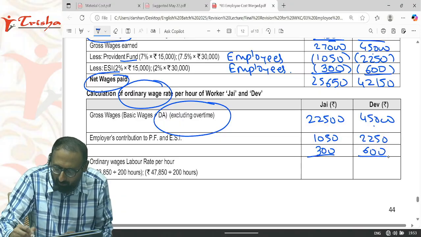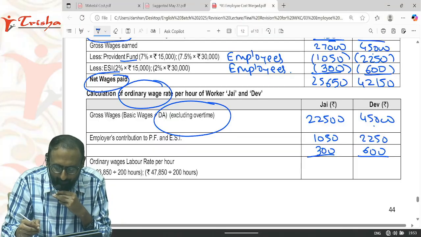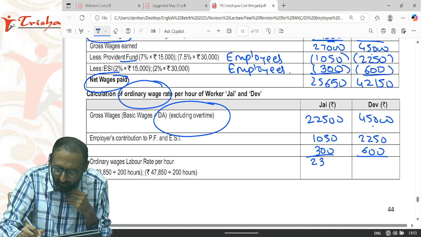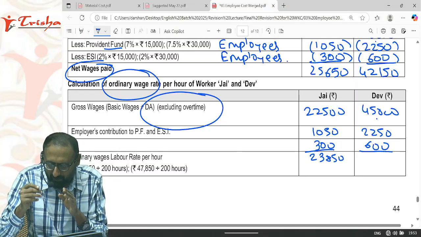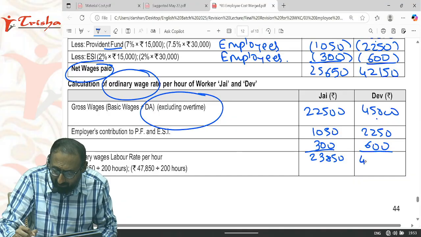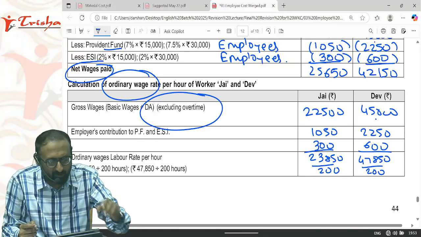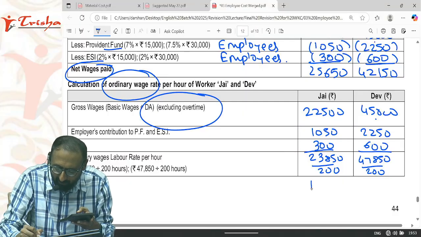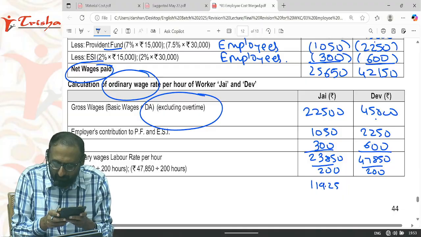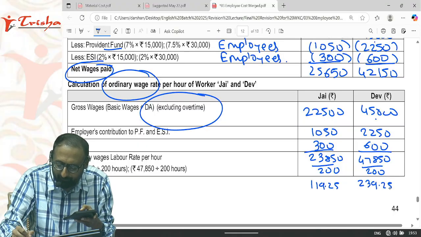How much will be the total labor cost? 22,500 plus 1050 plus 300 is 23,850. In the next column, it will be 2250 plus 600 plus 45,000, which is 47,850. Divide by 200 hours. How much will be the ordinary wage rate per hour? 23,850 divided by 200, is it 119.25? 47,850 divided by 200, your answer comes to 239.25.